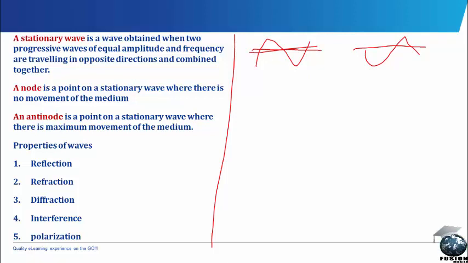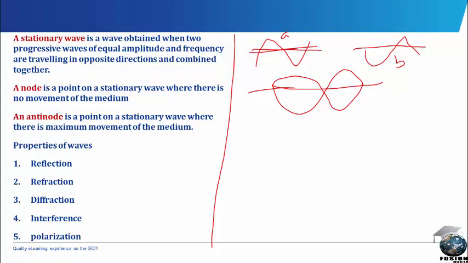Two progressive waves of equal amplitude and frequency are traveling in opposite direction. Both are moving in opposite direction and meant to combine. They are meant to combine such that we now have this to be A and this one now is B, while we have this to be B. They form more like a bubble there, and this bubble is what we call stationary wave.